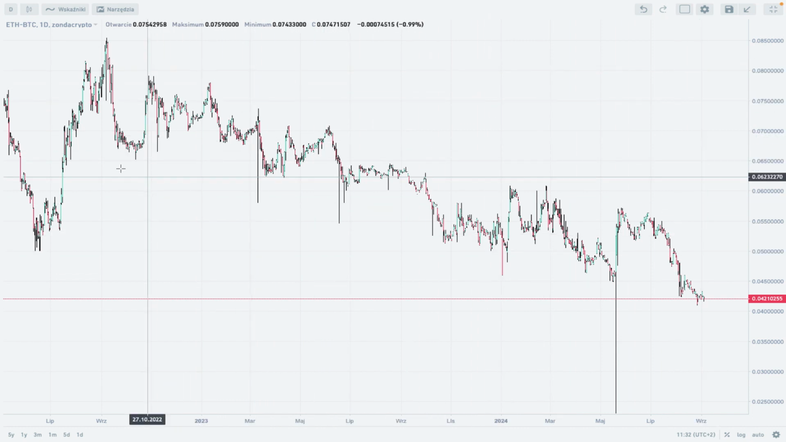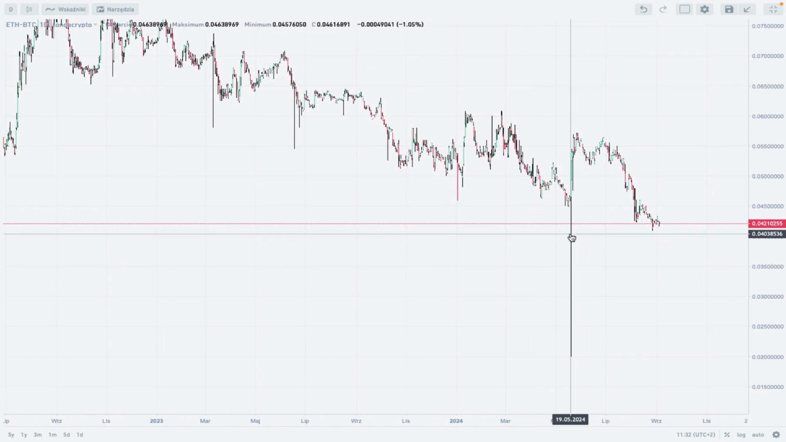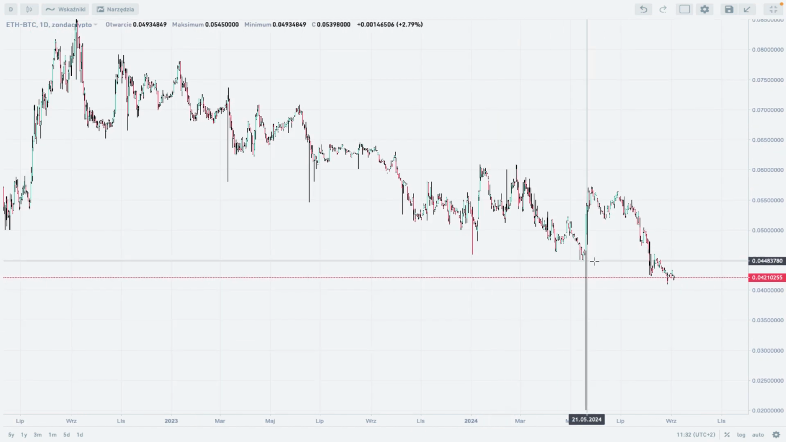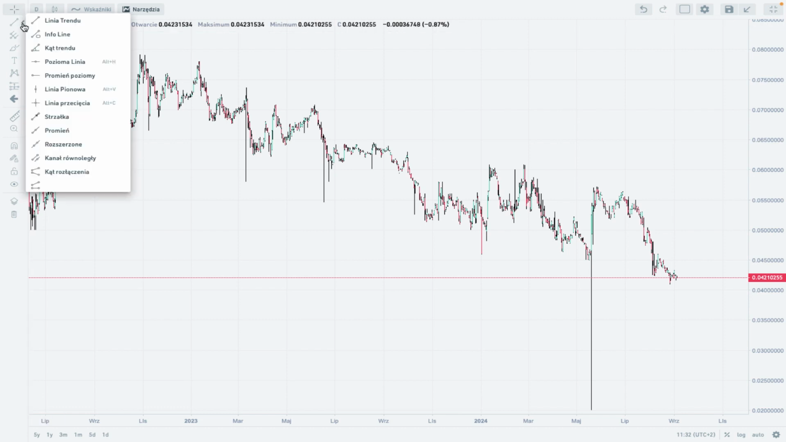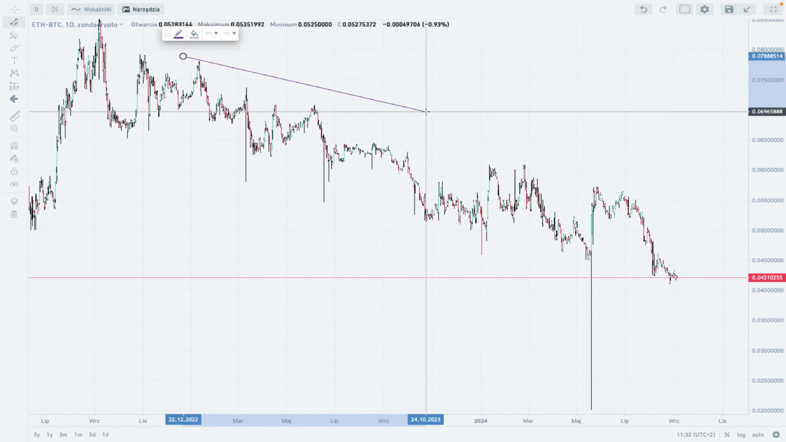Lower highs, lower lows, and the recent spike to the downside, probing the liquidity down to the level of 0.02. So that's a very, very deep movement to the downside. What we can do here, however, is place a kind of channel. Let's use the parallel channel, to be honest.